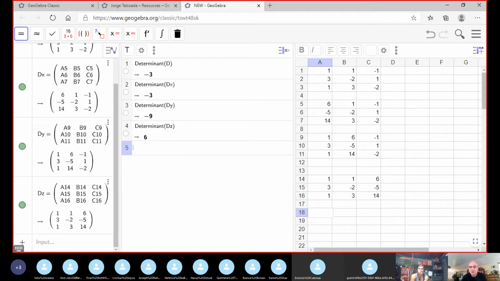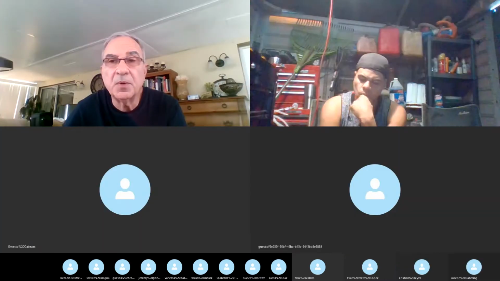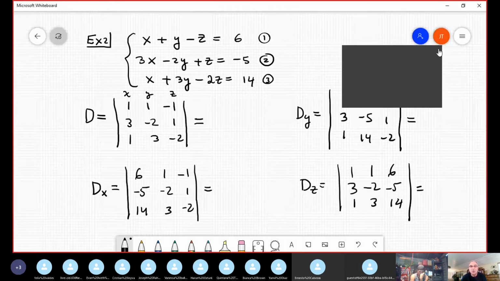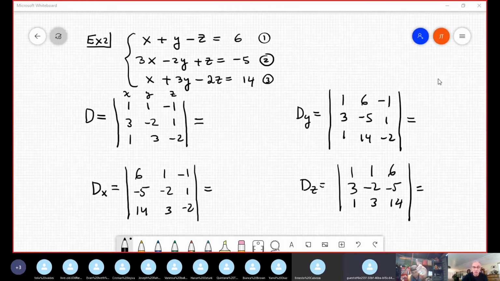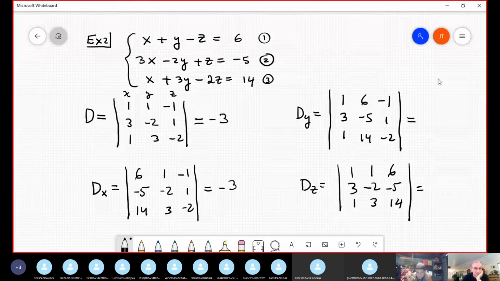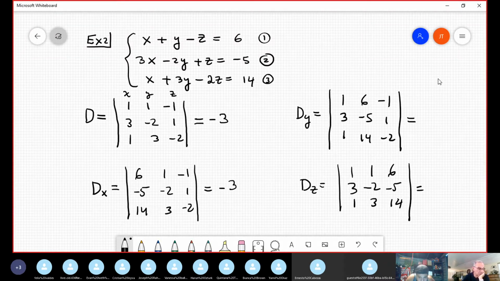Whiteboard now. Yes or no? Yes, sir. Okay. The answer of this guy was negative 3. The answer for this guy was negative 3. It's a coincidence. The answer for this guy was positive 3, no? No, negative 9. Negative 9. Sorry. Let me see my paper. Yes, you're right. And this C, the answer was positive 6, no?